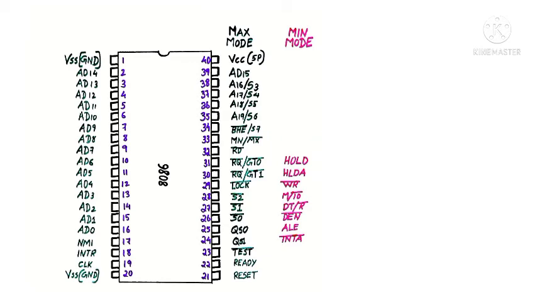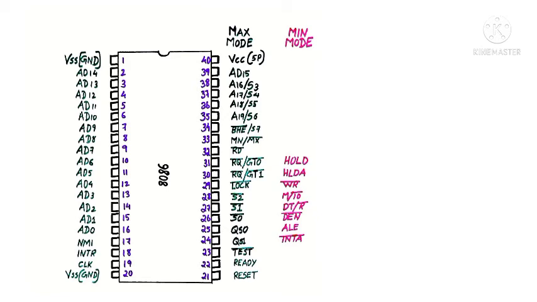Pin number 26 is the DEN bar, that is the data enable pin. This is to separate the data from the address or data bus. Next we will see pin number 27, which is connected to DT bar R bar. That will indicate whether the data is transmitting or receiving. If the value is 1, it will indicate the transmission of data, and if the value is 0, that means it is receiving the data.